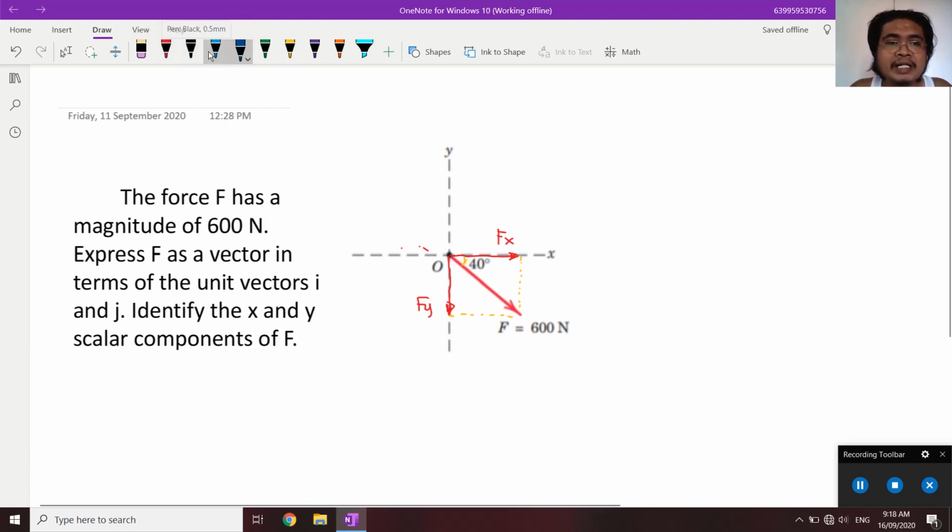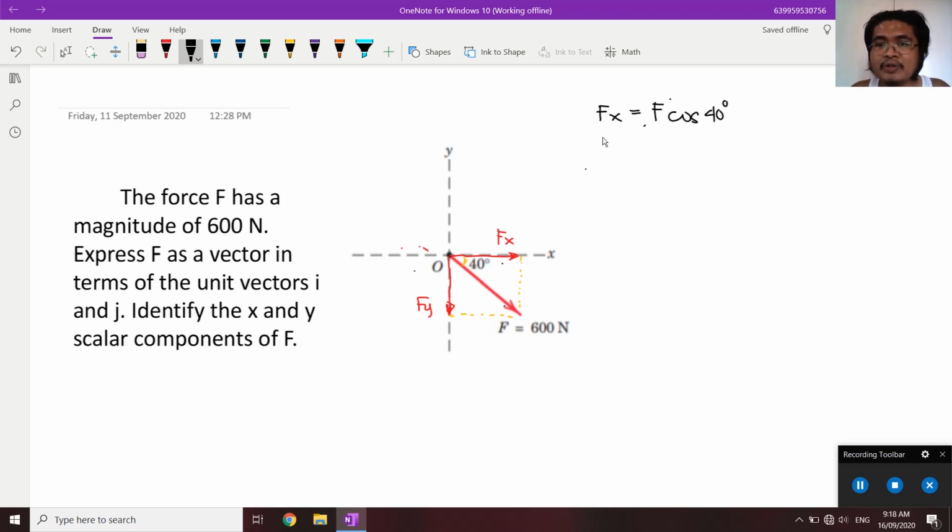Do you agree that Fx, the magnitude of Fx, to get it, is the magnitude of F times cosine or sine? This is theta, right? Fx is adjacent to it, which means cosine. So, cosine of 40 degrees. Fx is equal to 600 newtons cosine 40 degrees. So, the magnitude of Fx is equal to 600 cosine 40. That is 459.6267 newtons.